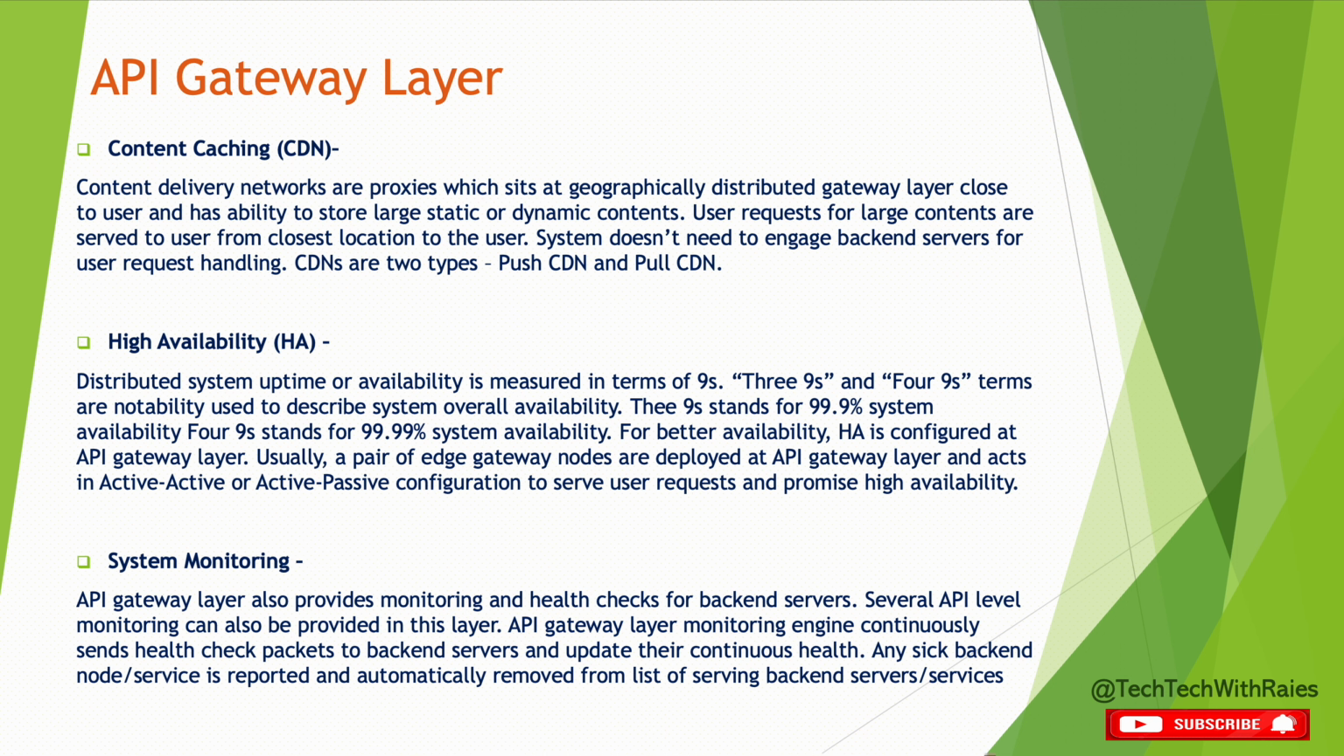An API gateway can also act as a content delivery network for content caching. Content delivery networks are proxies which sit at a geographically distributed gateway layer close to the user, and they have the ability to store large static and dynamic content. User requests for large content are served to the user from the location closest to the user. The system doesn't need to engage backend servers for user request handling. CDNs are of two types: push CDNs and pull CDNs.